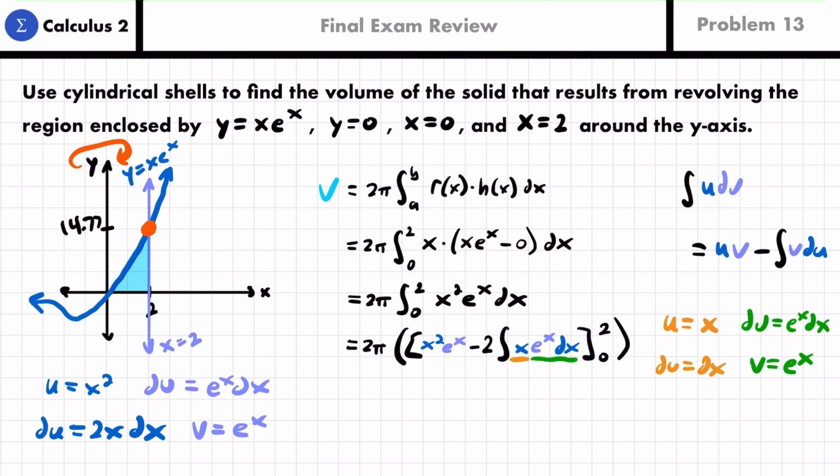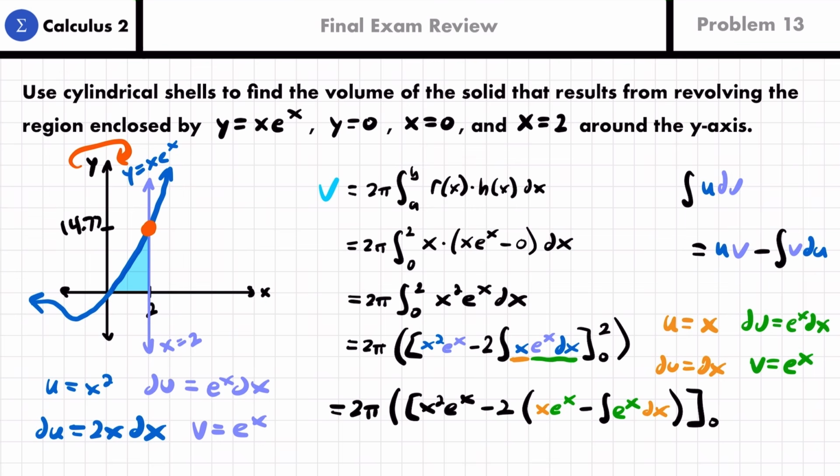So then rewriting this integral, this will be equal to 2 pi times x squared times e to the power of x minus 2 times this integral, which we are now rewriting with this formula. U times v will be x times e to the power of x. So I'll write x times e to the power of x minus the integral of v du. So we'll have e to the power of x times dx. Close that parenthesis, and all of that is evaluated from 0 to 2, and then all of that is multiplied by 2 pi. And so now we're done with integration by parts, because the integral that we're left with here is now something that we can actually integrate.